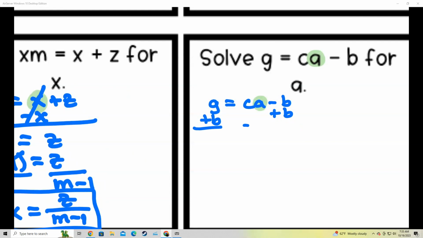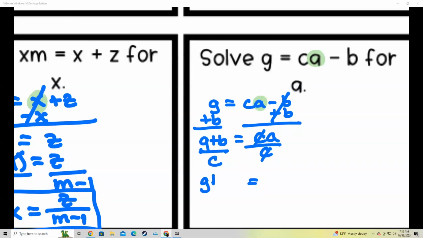I can't add g and b, so I need to keep those separated. G plus b is equal to c times a. Remember, when there's nothing in between, we assume that's a dot. How do I get rid of that times c? I'm going to divide both sides by c. These are going to cancel, and I get g plus b over c is equal to a.